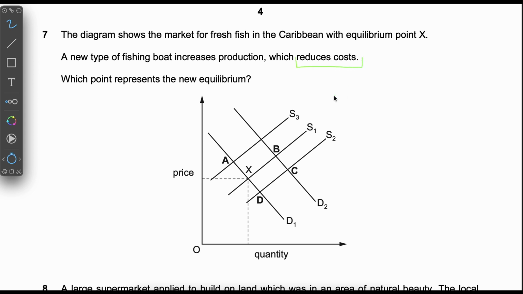A new type of fishing boat increases production, which reduces costs. Your mind should go straight to the fact that reduced costs is a movement of the supply curve. When producers reduce their costs, it becomes cheaper for them to produce goods, so supply should increase. The supply curve will shift to the right to S2. Since that's the only movement, we'll move straight from point X to point D, and that will be your answer.